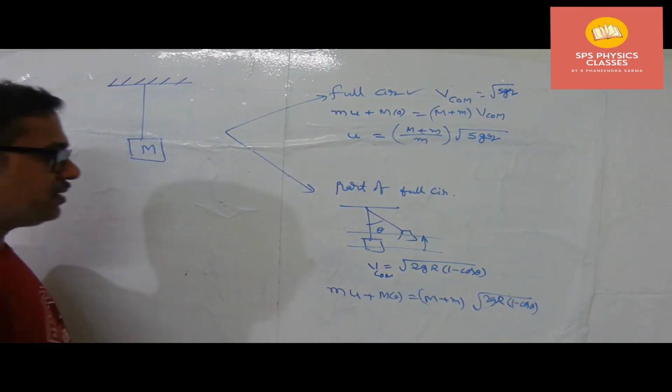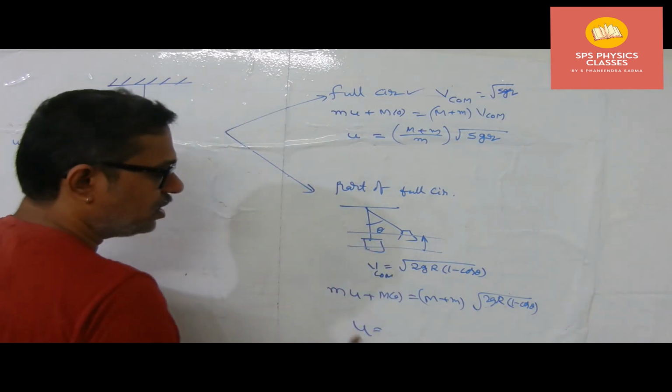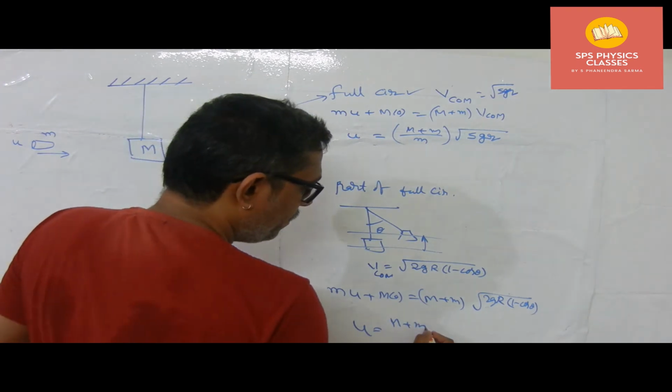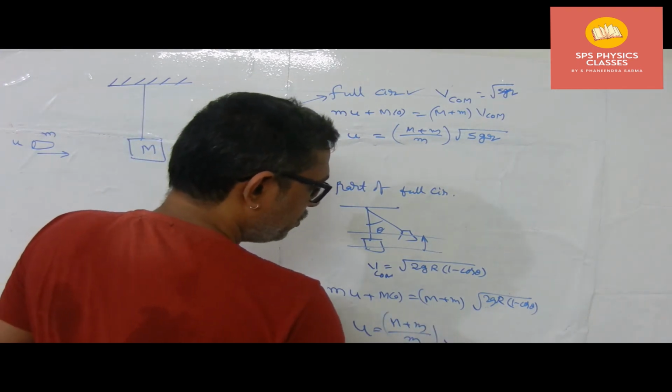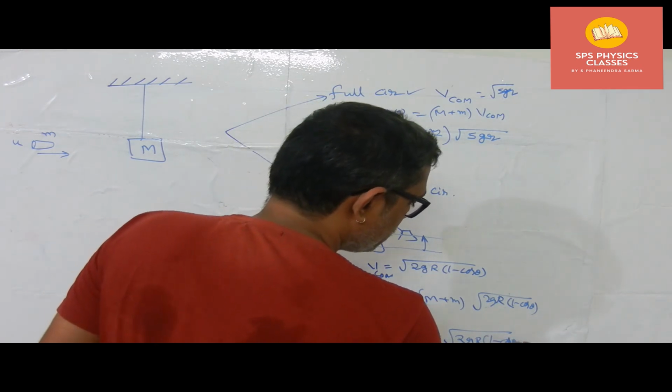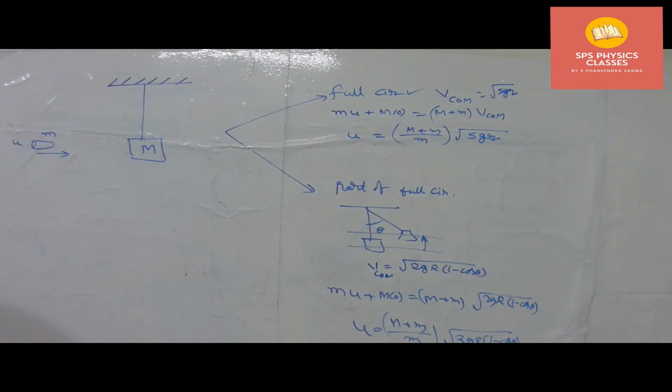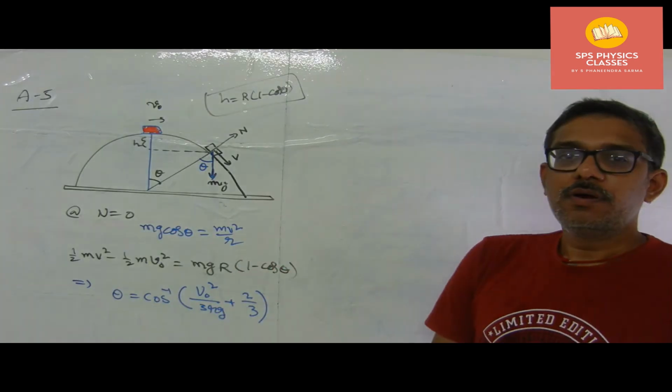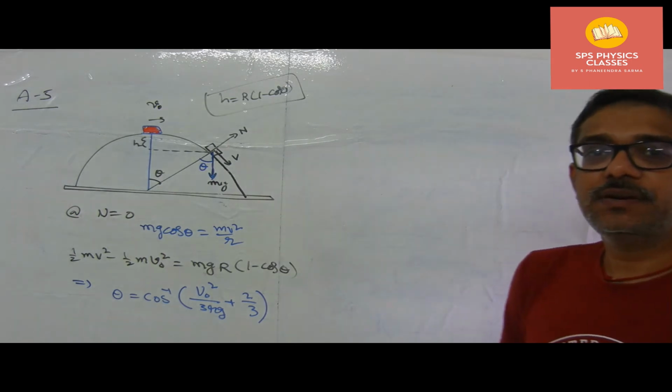Now I want to find the velocity needed for this particular projection. u is equal to simply (m plus M) by m into root of 2gr(1 minus cos theta), we can write down. So this is one more application. You can take it as application number. Now we would like to see the last application.